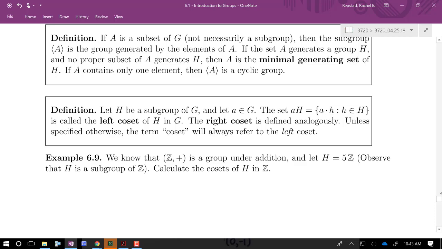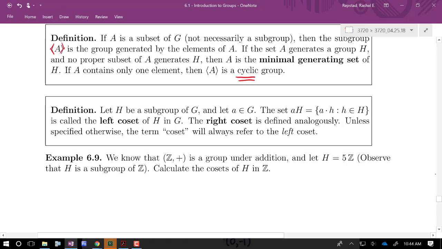If A generates that subgroup H, and no proper subset of A generates the same group, meaning all the elements of A were really required to get all of the elements of that group, then we say that A is a minimal generating set, and we use the angle brackets again to denote the group generated by those elements. If A consists only of a single element, then it's a cyclic group. So that's basically what it means to be cyclic, is that you can be generated by a single element.